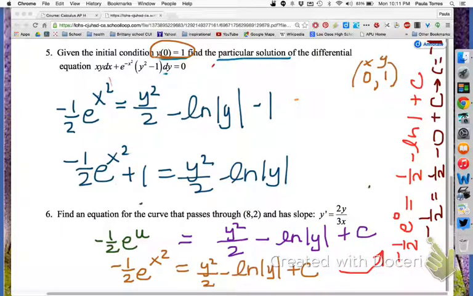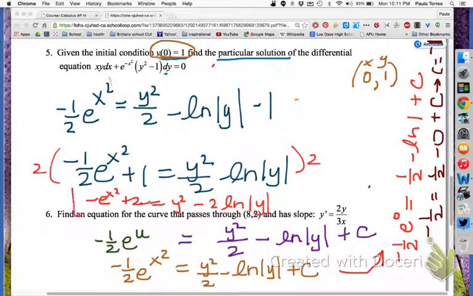If I don't like the fractions, I could multiply everything by 2. Just thinking of some other things that I could do. So I would have negative e to the x squared plus 2. And on the other side, I'd have y squared minus 2 natural log absolute value of y. Again, where I stop really is dependent upon the multiple choice.